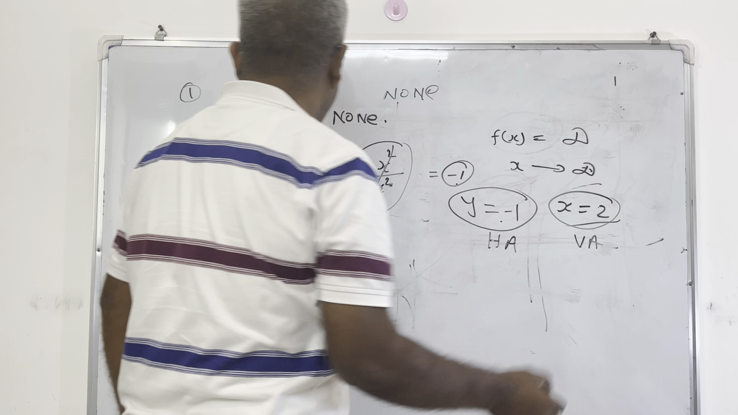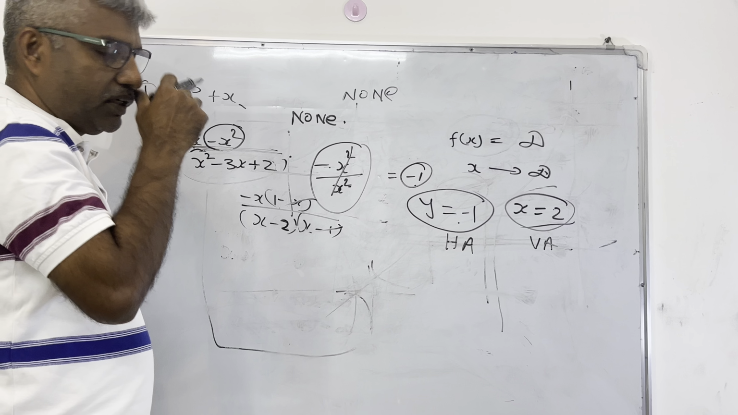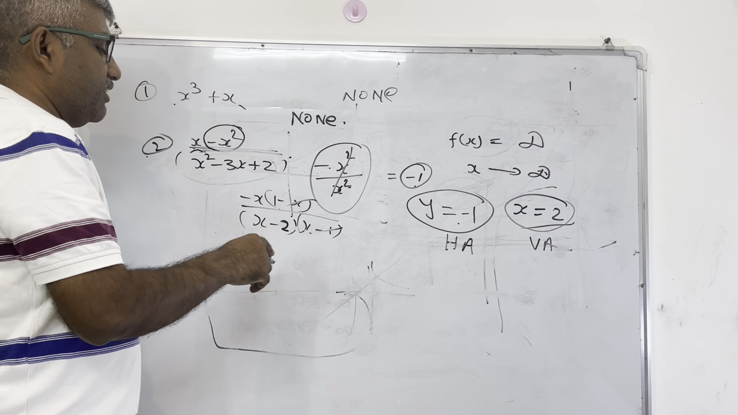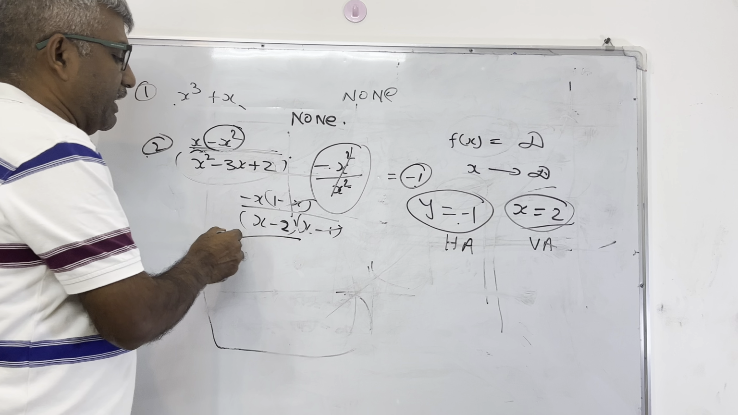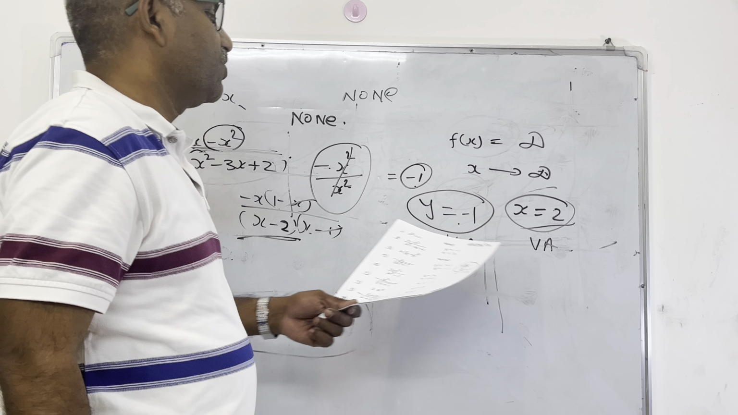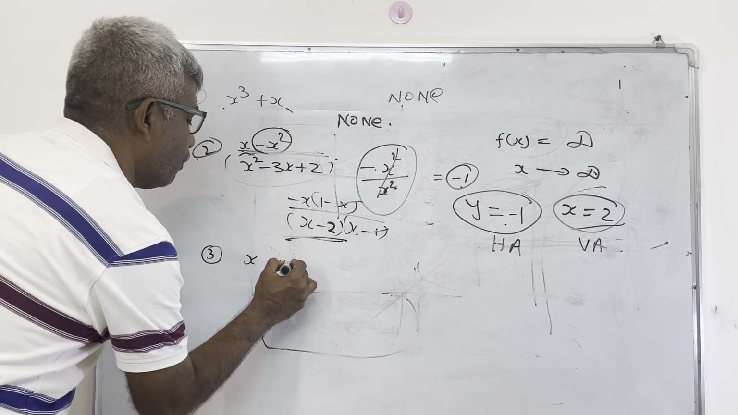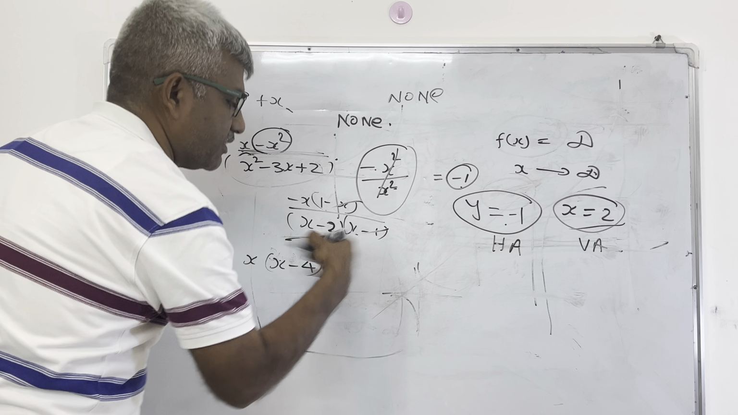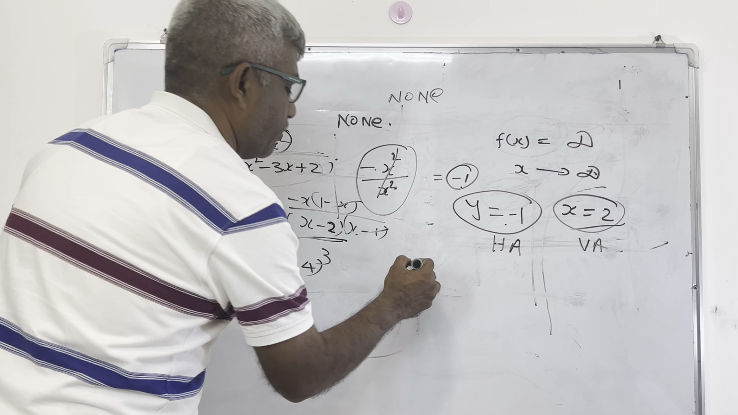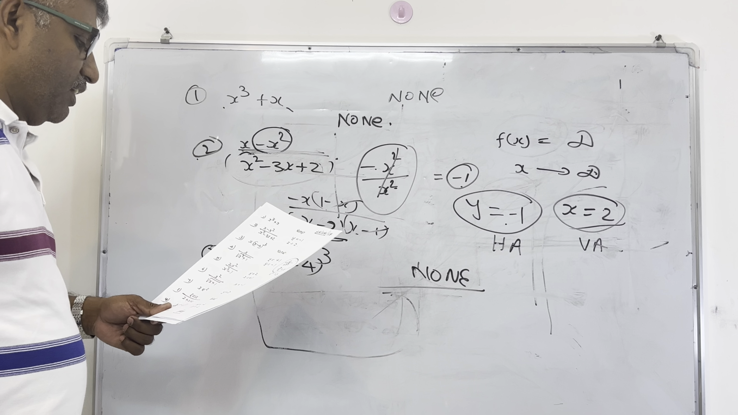x is equal to 2, how did you get it? You factorize x minus 2, x minus 1. x minus 1 will be cancelled with the numerator. So when x is equal to 2, it is undefined. So this is the vertical asymptote. Okay. Question number 3, x minus 4 whole cube. The asymptote is none. If you substitute, when x is approaching infinity, f of x is also approaching infinity, none.